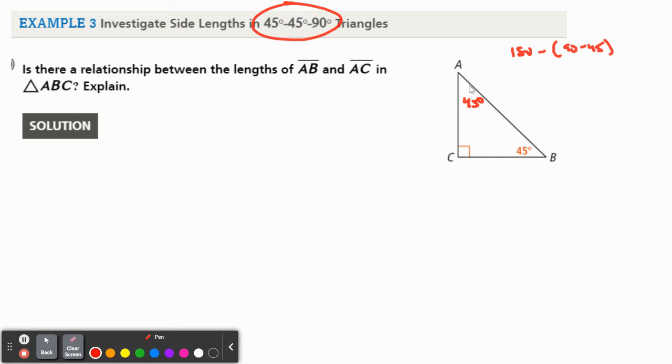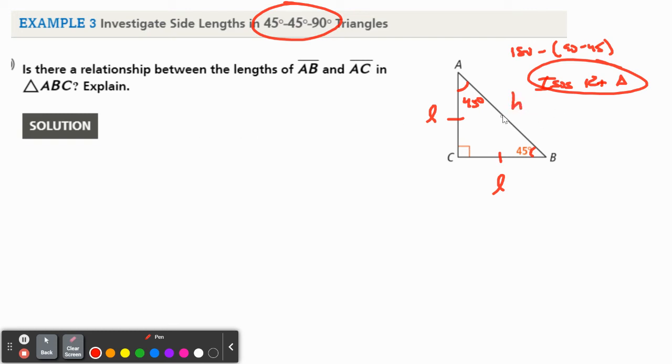So because these two angles are congruent, the legs are going to be congruent in this picture. So I'm going to call this L for leg, this L for leg, right? So a 45-45-90 triangle is an isosceles right triangle, okay? Which is nice because two of these sides are the same. So now the question is, what is this third side going to be? What is the hypotenuse going to be?